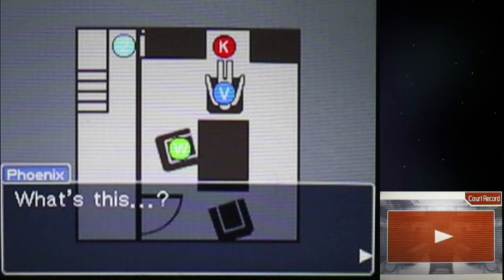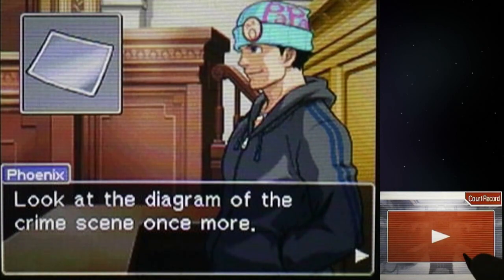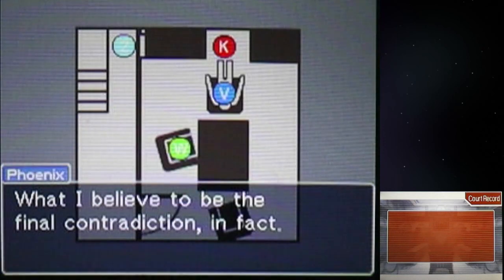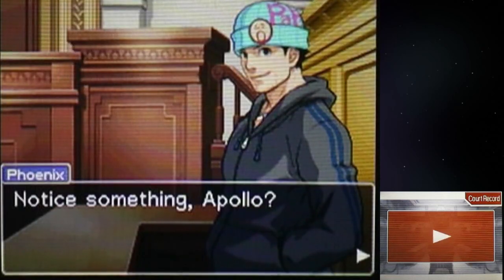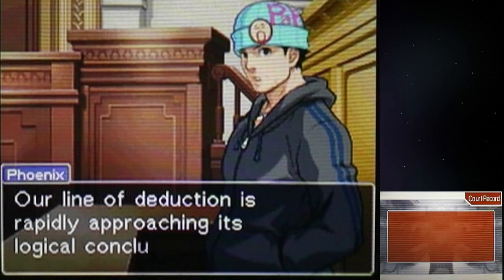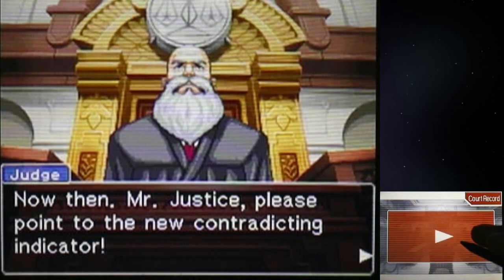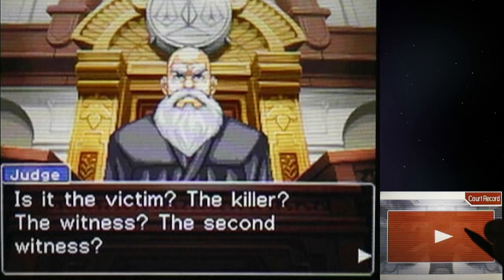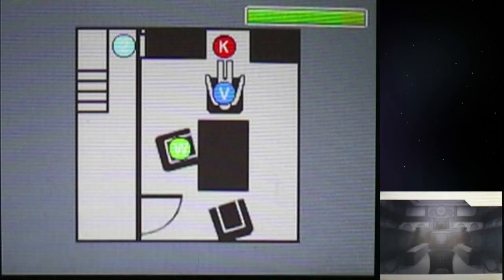Oh my! What's this? What is it now? Look at the diagram of the crime scene once more. It appears we've found yet another contradiction. What I believe to be the final contradiction, in fact. Oh dang! Notice something, Apollo? Our line of deduction is rapidly approaching its logical conclusion. Thank God. Now then, Mr. Justice, please point to the new contradicting indicator. Is it the victim, the killer, the witness, the second witness? Which indicator in this diagram contradicts what we know about the crime?